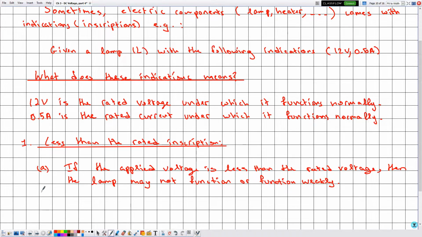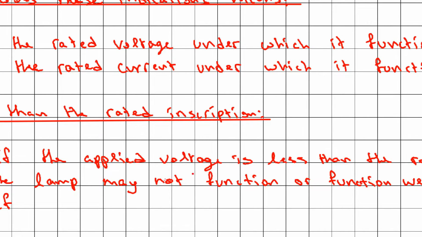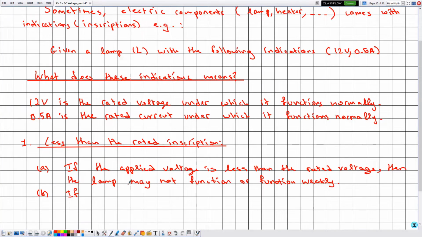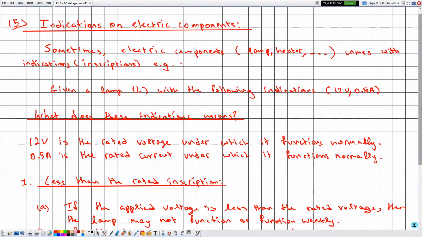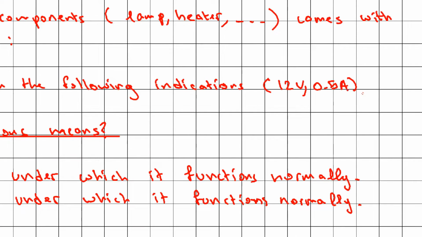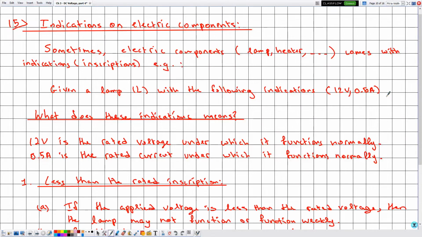Now similarly for the current, here let me stress the following: we call the voltage that we are applying the applied voltage. As for the current, we call it the traverse current. If the traverse current is less than the rated current, so in this case the rated current is given by 0.5 amperes. If the traverse current from the battery is, for example, 0.2 amperes, which is less than 0.5 amperes, then the lamp may not function or function weakly.